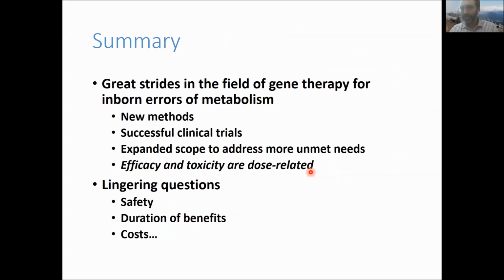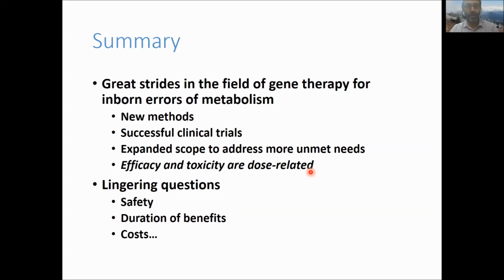So to summarize, a lot of information. I hope you're still with me. I'd say that there are great strides in the field of gene therapy for inborn errors of metabolism, and we have new methods and now successful clinical trials. Let's see, not an approved gene therapy for a classical inborn error of metabolism, but it's in the works.